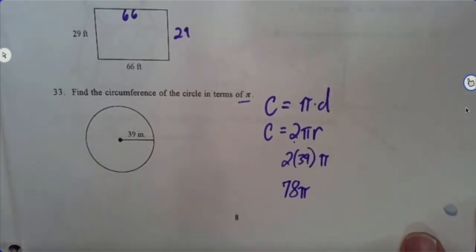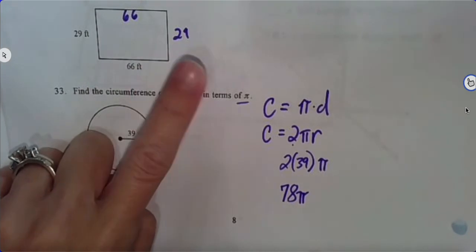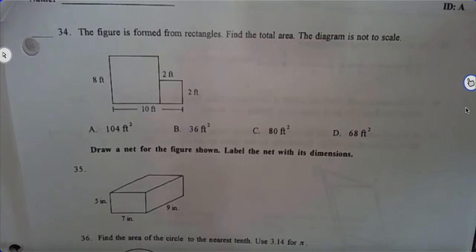Just feet, no square right here. No square. All right, we're good? Yeah, this one is feet up here on number 32. Your answer was just feet. Okay, let's keep going so we can get our last few done.